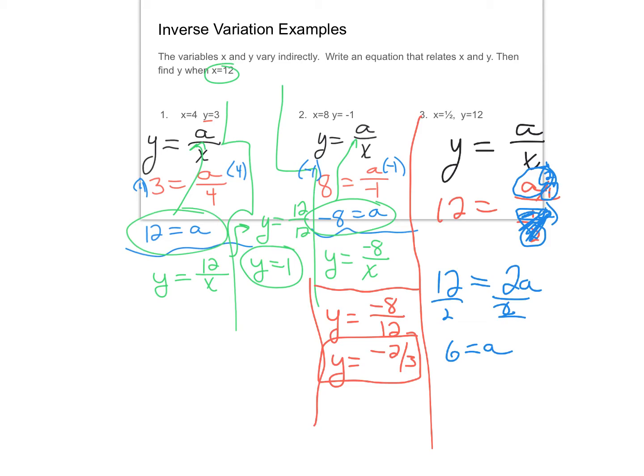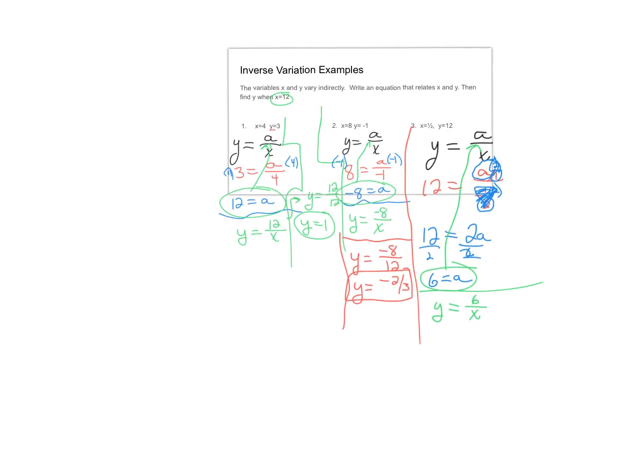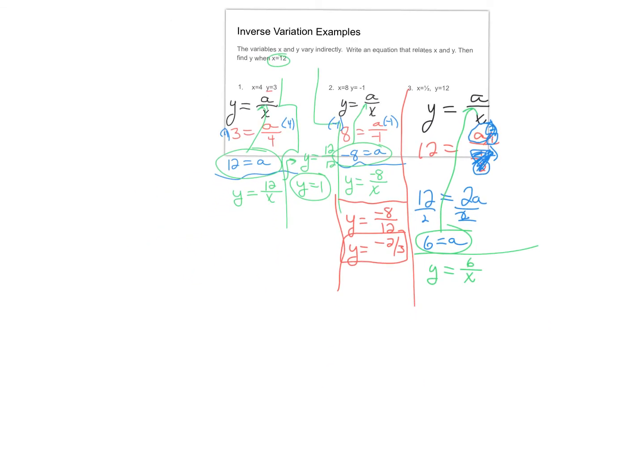So let's put that back in and see what happens. I'm going to put that back in for my a, so this goes all the way back up here. So y is equal to 6 over x. Now let's put in our 12 for x, because that's what the problem said to do. So y equals 6 over 12, which is 1/2.